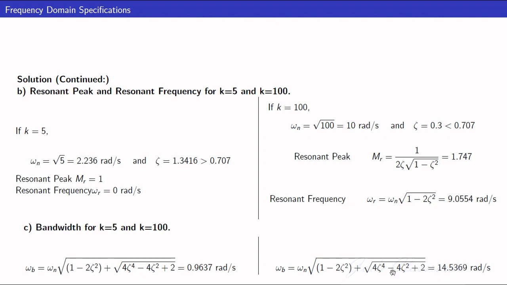Why we were made to calculate all these specifications for two different values, k is equal to 5 and k is equal to 100, is just to understand that for a prototype second order system, if the gain is increased, the resonant frequency increases, the resonant peak increases and also the bandwidth increases. The bandwidth increases means the cutoff frequency also increases. That could be observed from the figures.